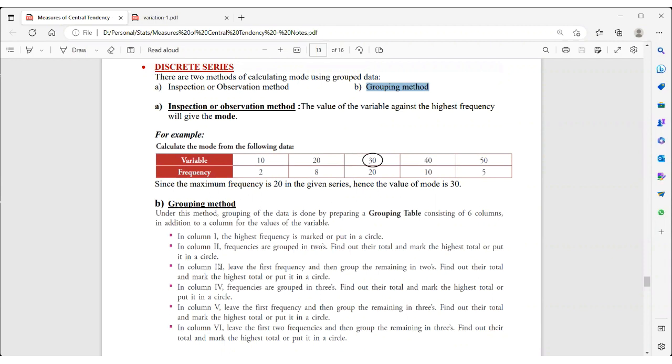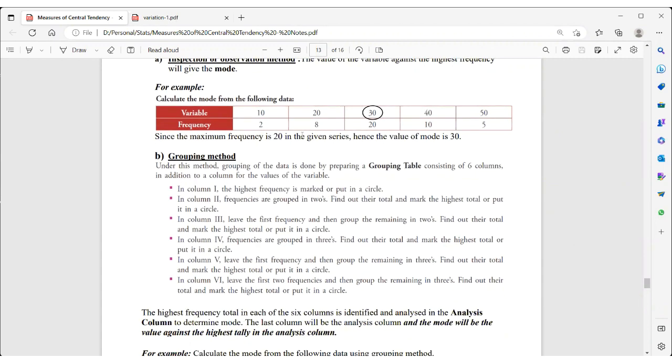See in this example, the variables are given as 10, 20, 30, 48, 50, and the frequencies are given as 2, 8, 20, 10, 5. So the variable 30 occurs 20 times, since frequency is the number of times. So 30 occurs 20 times, and in this case we say the mode is 30.